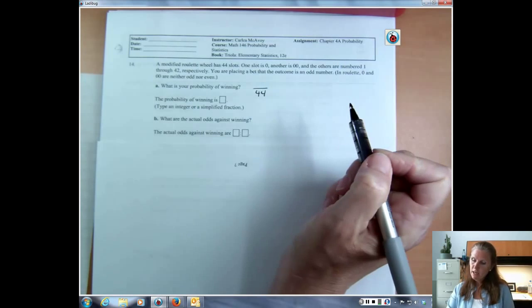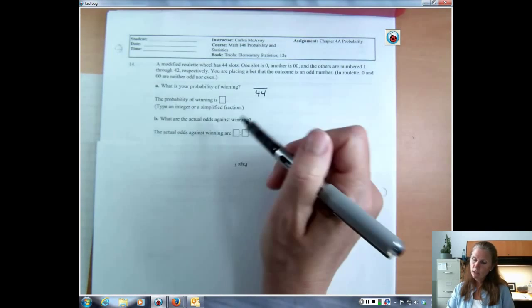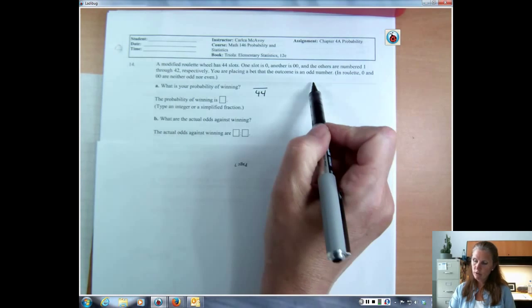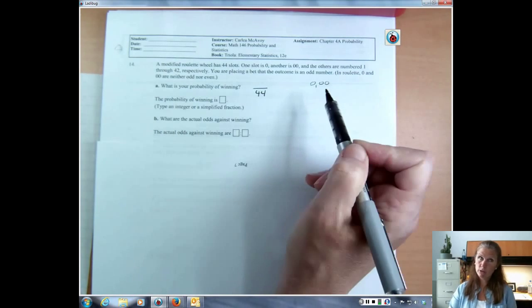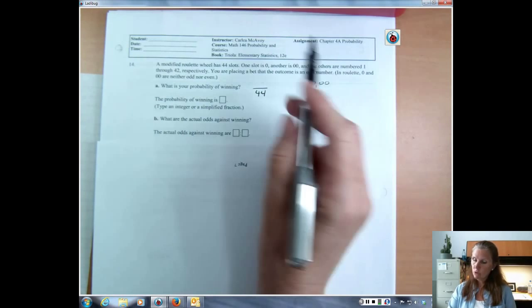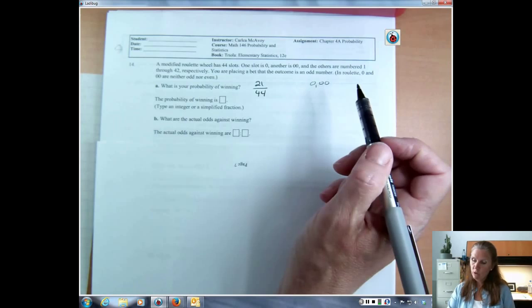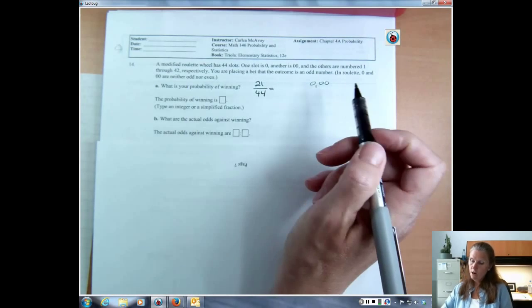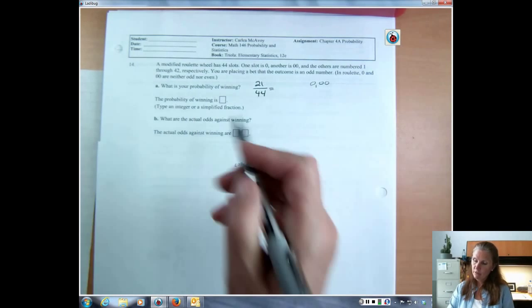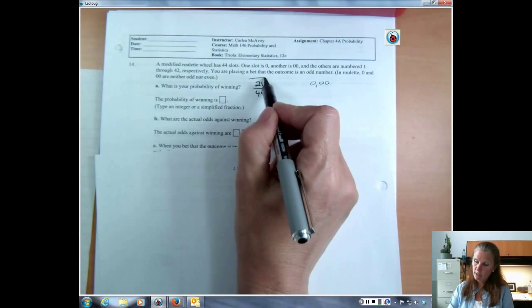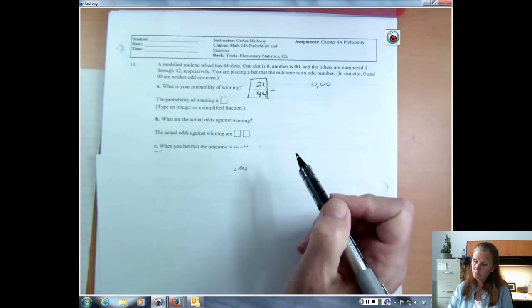The probability of winning, well, out of 42, because we're not going to count 0 and 00, those are just out, which means there's 42 other slots. Half of those, or 21 of those, would be odd, and the other half would be even. So you have 21 out of 44, an integer or a simplified fraction. So 21/44 is what they're looking for here. They don't want a decimal, so you just leave it that way.